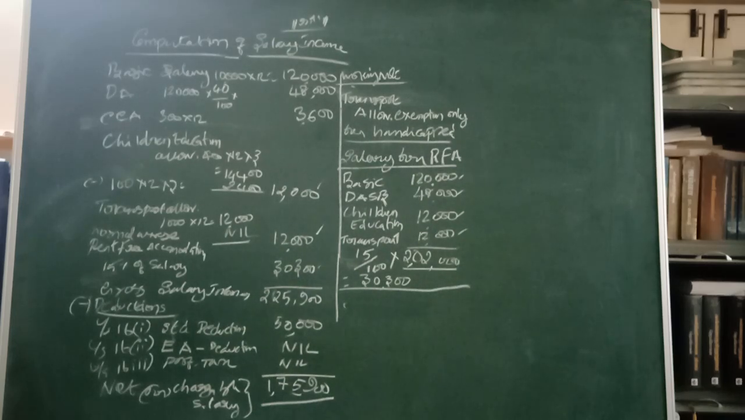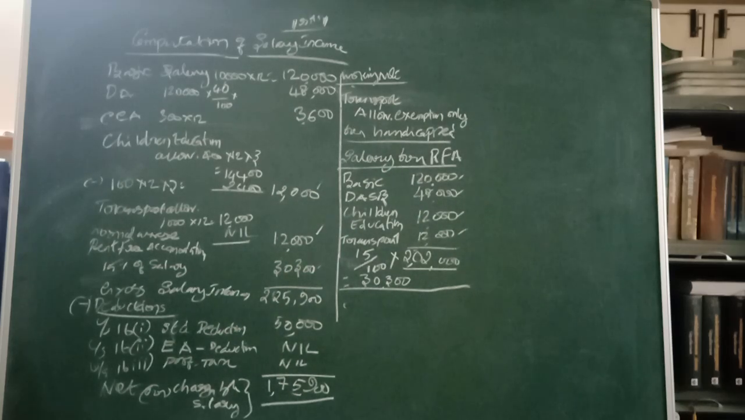Mind it carefully. After gross salary, we have to apply the deductions under section 16 series. Mind it, here we have to take only section 16 series, not 80 series. What it says: section 16(1) is standard deduction, that comes to 50,000. Section 16(2) is entertainment allowance. Nothing is stated in this question, so it is nil. Section 16(3) is deduction for professional tax. That is also not given in the question, so it is also nil.